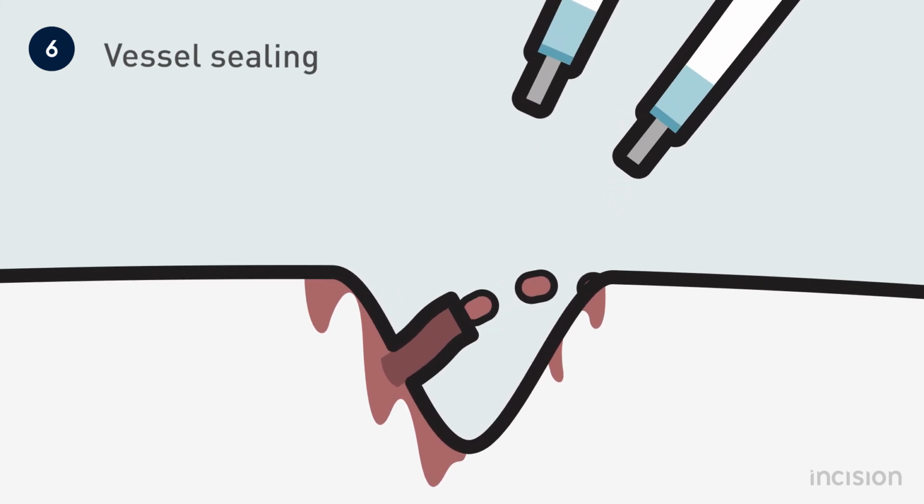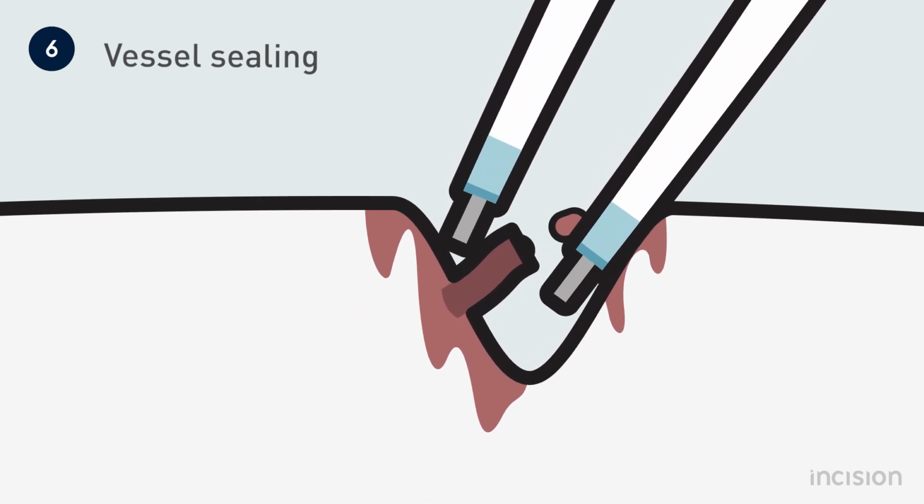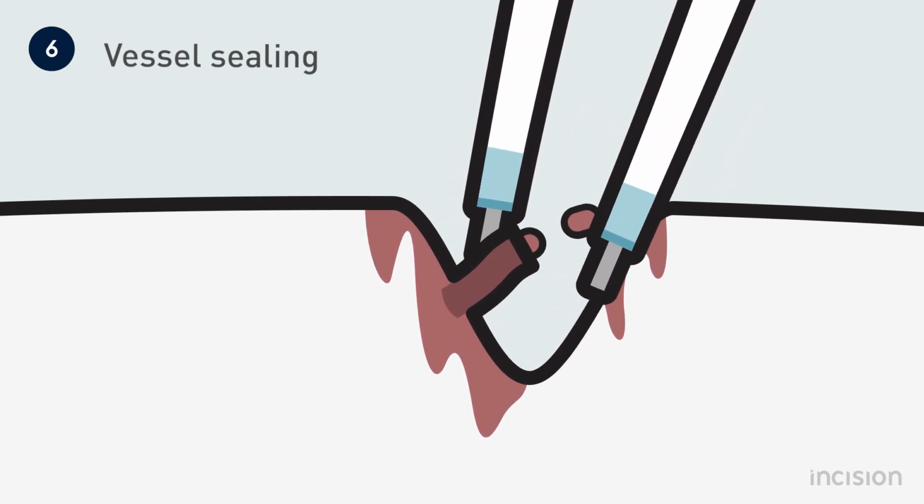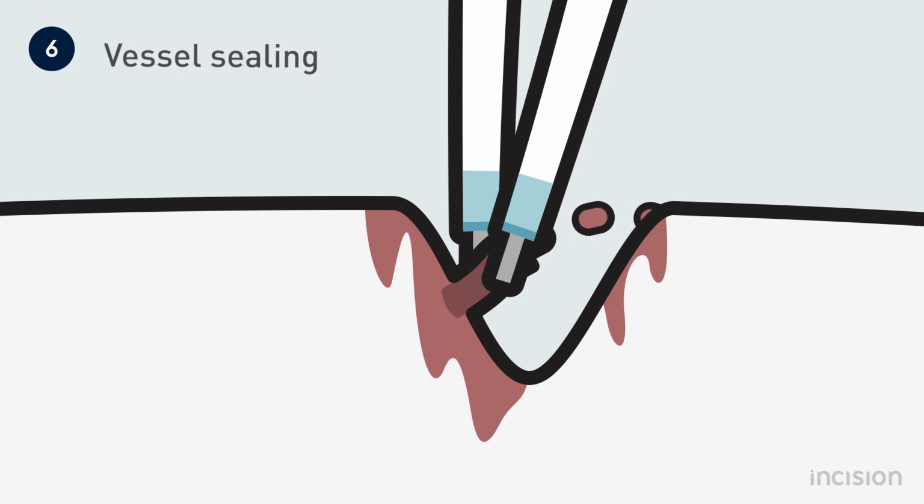To simplify this commonly performed action, advanced bipolar devices have been developed. These devices quickly provide a controlled combination of power and pressure, using continuous resistance measurements to ensure a good seal. When a complete seal is detected, the device will automatically deactivate.